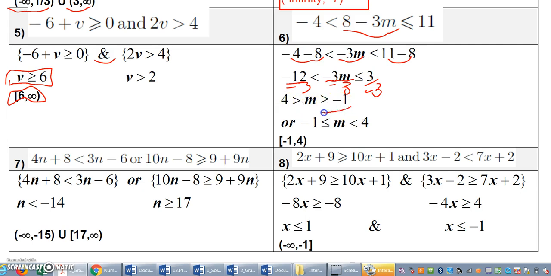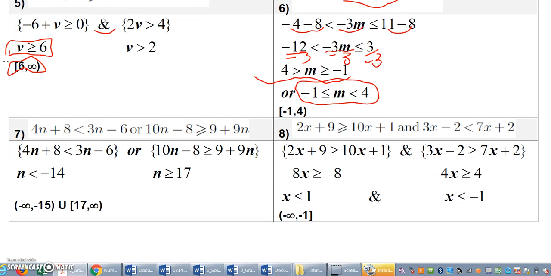Now again, we want to write the smallest number first, so read it from right to left, and it reads -1 is less than or equal to m is less than 4. So let's write it in that direction, and that way we have the smallest number on the left. And in interval notation, that would be with the bracket on the -1, comma 4 with the parentheses on the 4. -1's included and the 4 is not included.